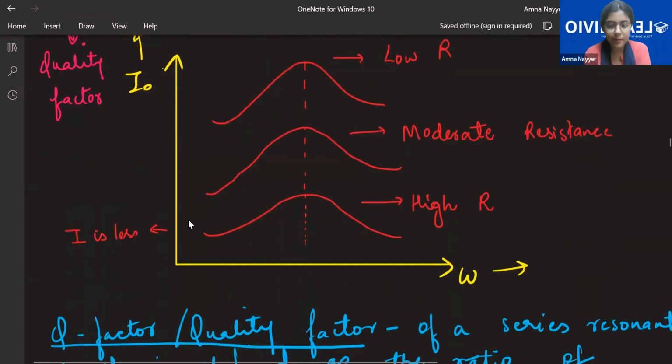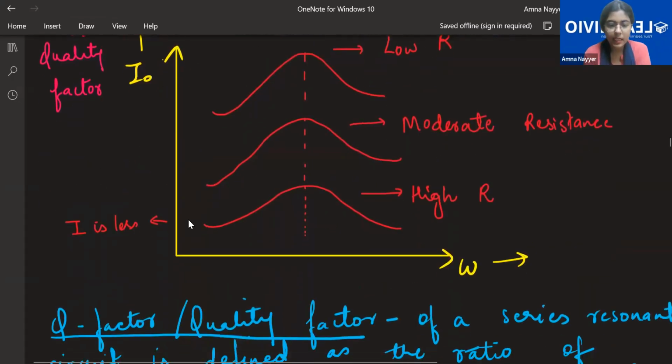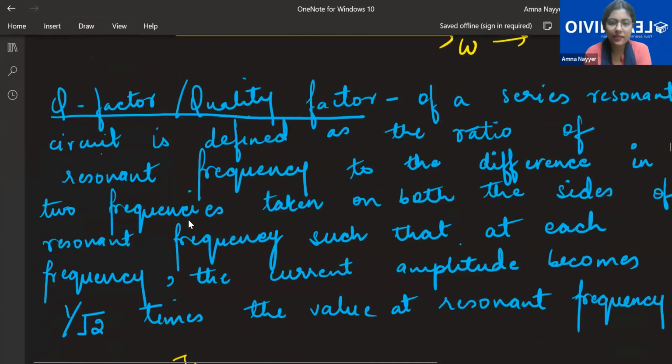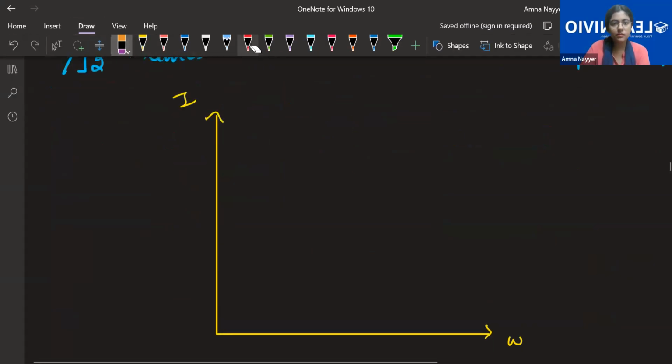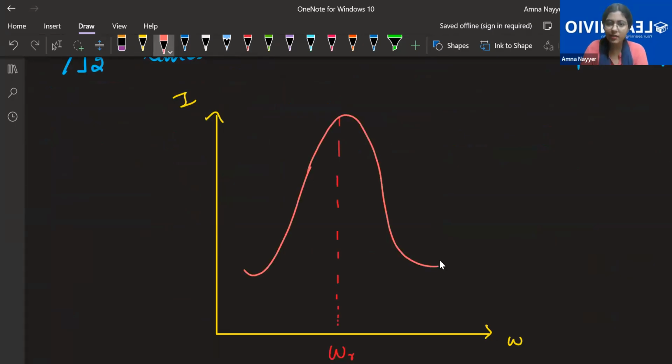Got it? Yes, ma'am. Now, calculatively, I'll explain this definition once you look at this figure. Let's say this is the resonance frequency. I have marked here the resonance frequency. So the graph that you get is a bell-shaped graph, the highest at resonance. This is the kind of graph that you will obtain, an inverted bell-shaped graph that we call.